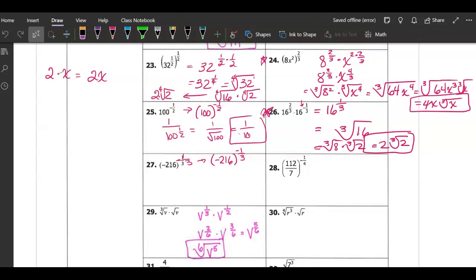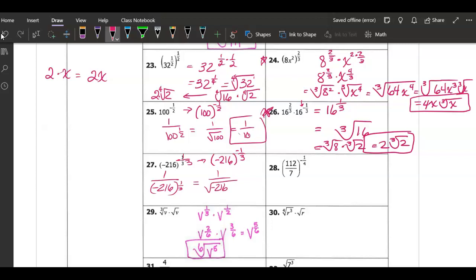Okay, so if we look at number 27, we have negative 216 to the negative 1/3 power. Remembering our rule about exponents, if we have a negative exponent, that base is not happy where it is, right? So we need to rewrite this as 1 over negative 216 to the positive 1/3 power. Okay, so thinking about that index and the numerator and the denominator, this is equal to 1 over negative 216.